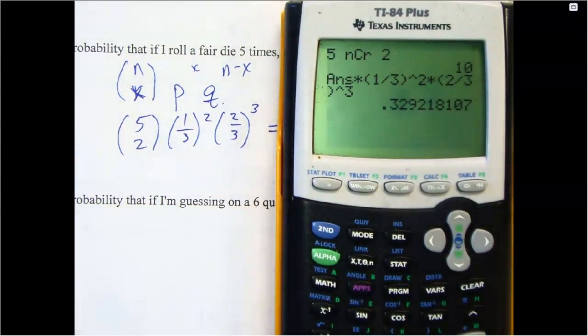Questions on number 6 here? Am I going too fast? When you're done with 6, then have it.